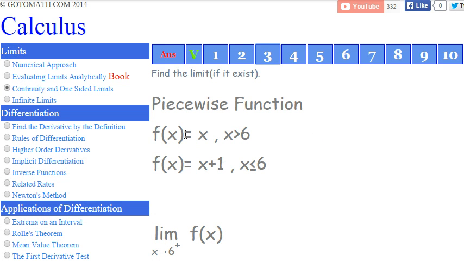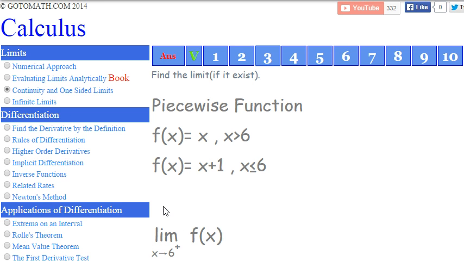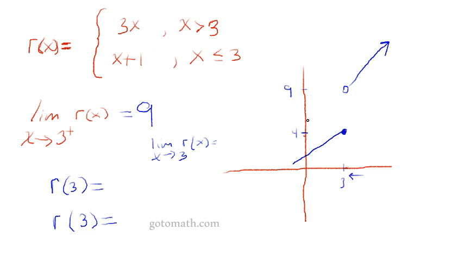This is not how it's written, but I'll write it on the board here in a minute, how you'd normally see it. We got the limit as x approaches 6 from the right hand side of f of x. Let's bring up the whiteboard. And of course, let's clear that off.